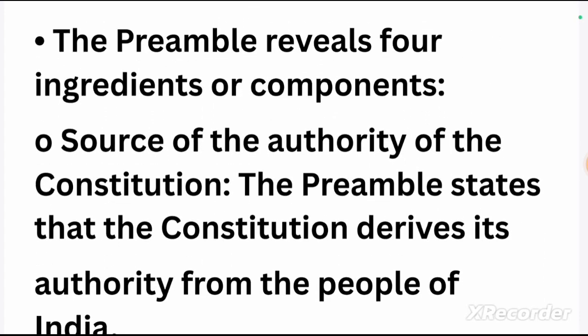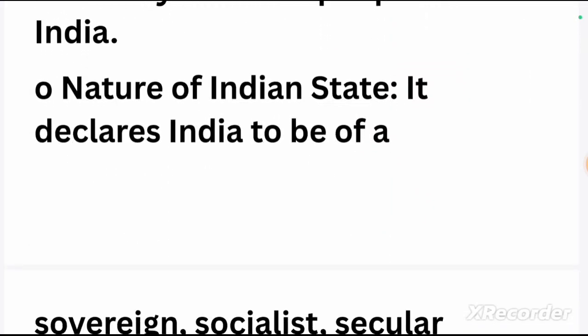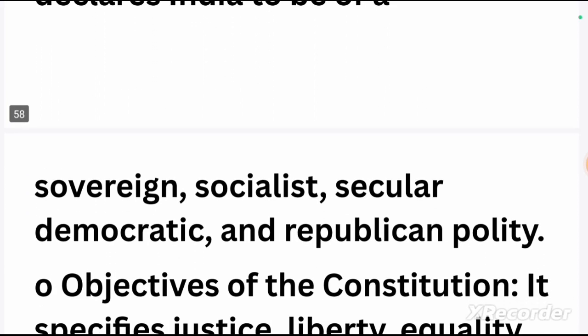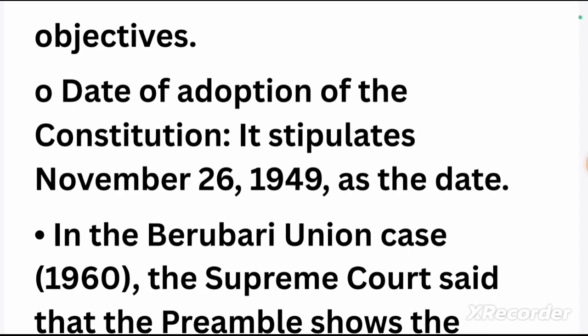The Preamble reveals four ingredients or components. Source of the authority of the Constitution: the preamble states that the Constitution derives its authority from the people of India. Nature of the Indian state: it declares India to be a sovereign, socialist, secular, democratic, and republic polity. Objective of the Constitution: it specifies justice, liberty, equality, and fraternity as the objectives. Date of adoption of the Constitution: it stipulated November 26, 1949 as the date.